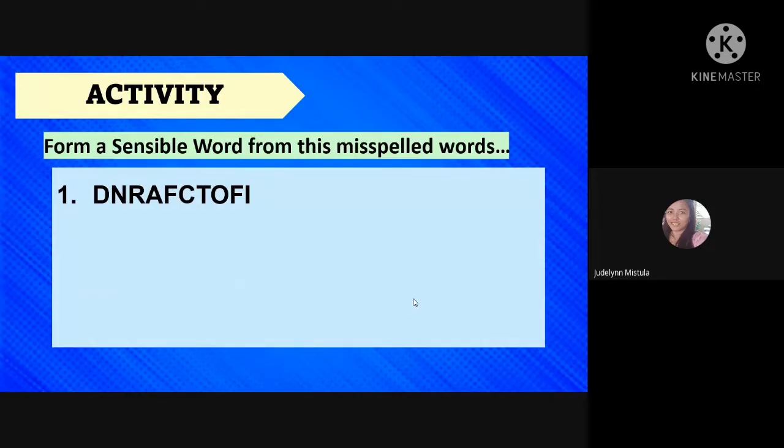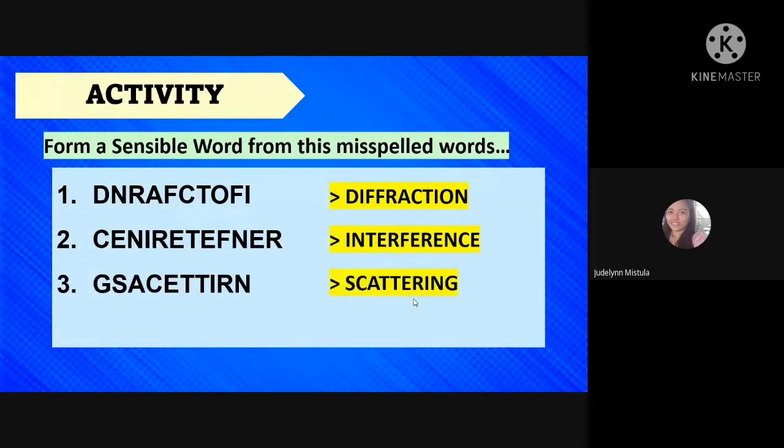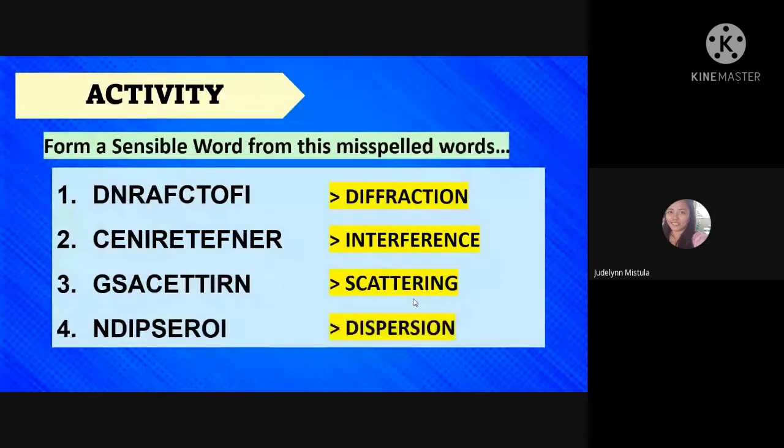Okay, so number 1, what word is that? Correct, that's diffraction. Number 2. That's right, interference. Number 3. Scattering, absolutely. Next, number 4. Dispersion. You got it all right.